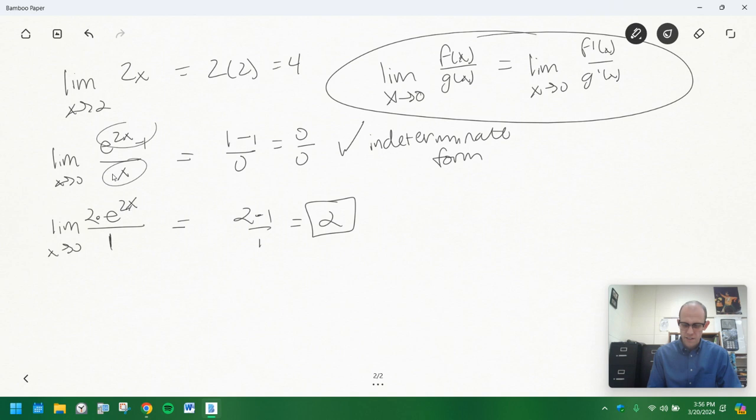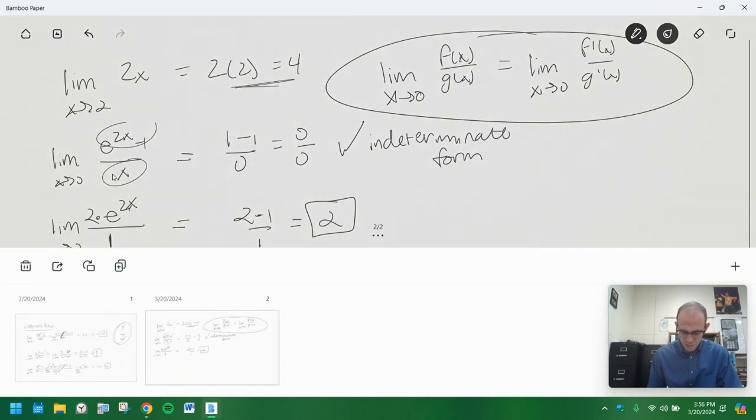Again, take the derivative of the numerator and denominator in our limit after you have determined that it's in indeterminate form. If you can do it, just do it. Let's try another.